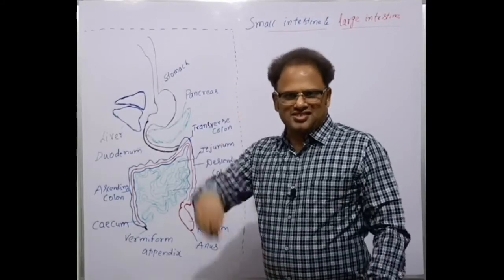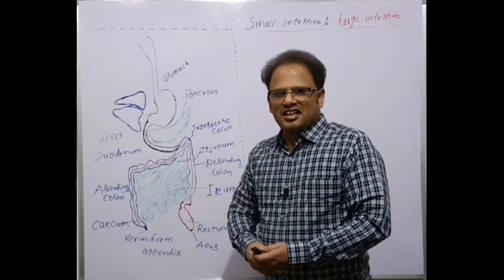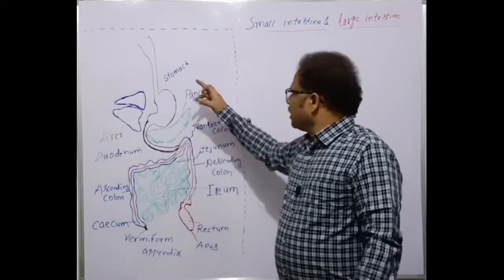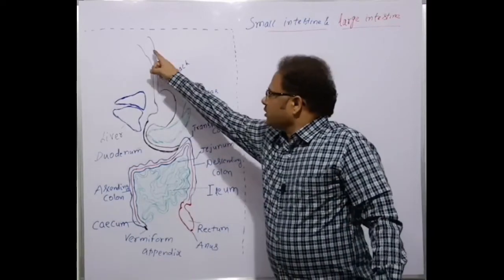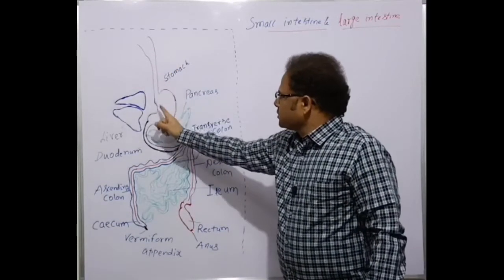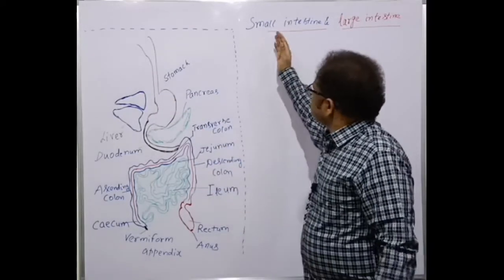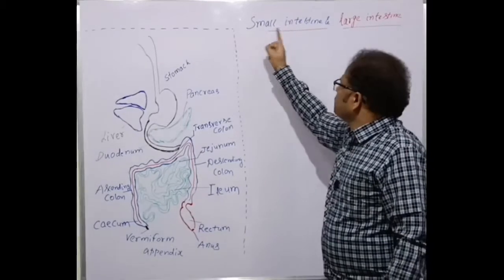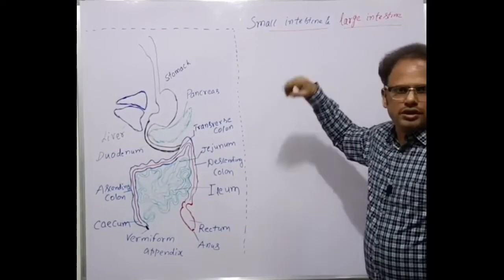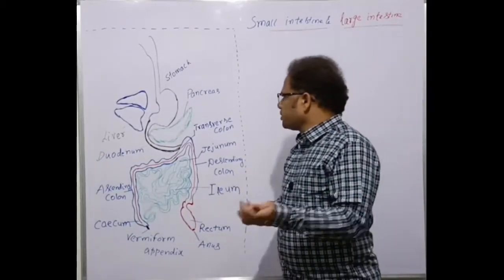Hi students, welcome back. In the last session we were discussing up to the stomach, isn't it? Pharynx, esophagus and stomach. We were discussing the J-shaped stomach. Today's topics are the small intestine and large intestine. Clear? How is the small intestine formed?